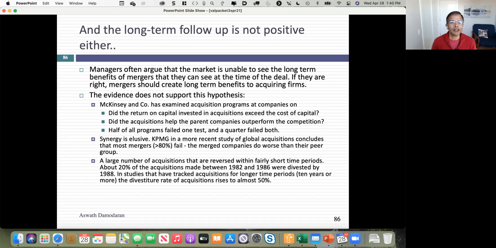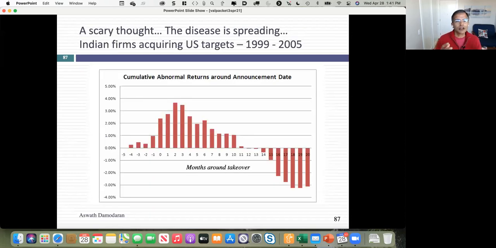Half of all deals get reversed within 10 years of being done. Now the acquiring company says, guys, we screwed up. AT&T buys NCR. 5 years later, AT&T sells NCR. It didn't work out. So that's a reality. If you look at deals, clearly deals don't create value, at least in the aggregate or on average, for acquiring company shareholders. And if you think this is just a US problem, you're wrong.